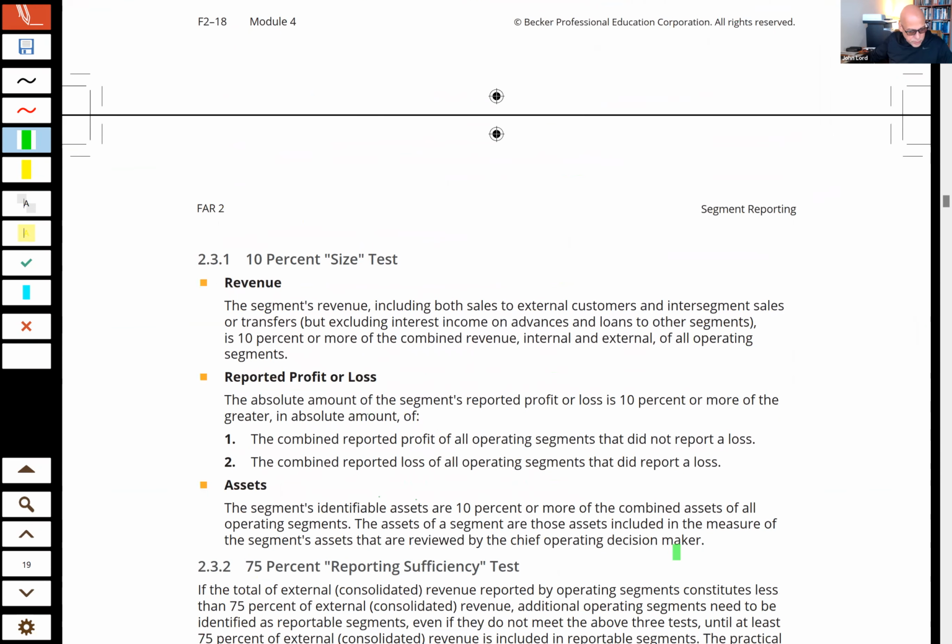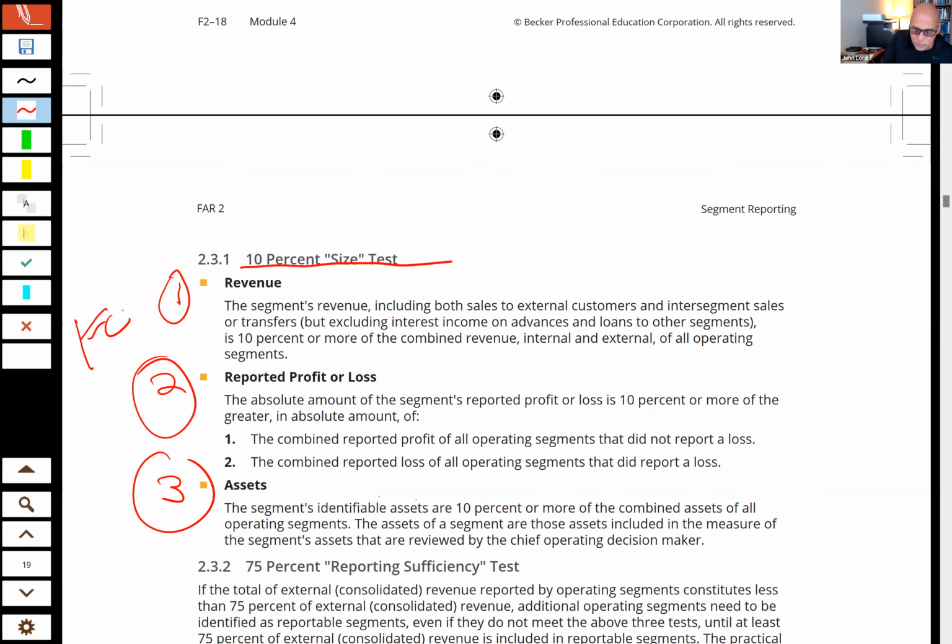Okay, so when we look, we have 3 tests, and all of them are a 10% size test. Flashcard that the 10% size test is applied to revenue, reported profit or loss, and assets. Now, they only have to meet the 10% test for one of these.